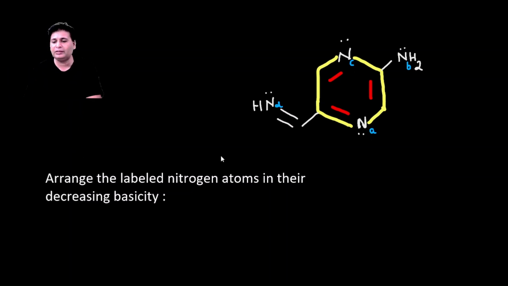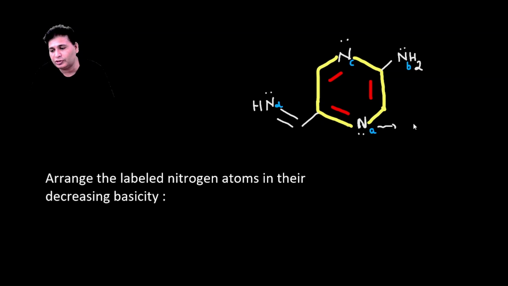So I will start with the nitrogen number A. Once you see the nitrogen number A, you find that it is having a lone pair, and nitrogen is a part of a ring which is aromatic in character, because you can see it's a 6-membered ring and it's flat, and there is a cyclic conjugation, double, single, double, single, double. So it's a part of an aromatic system.